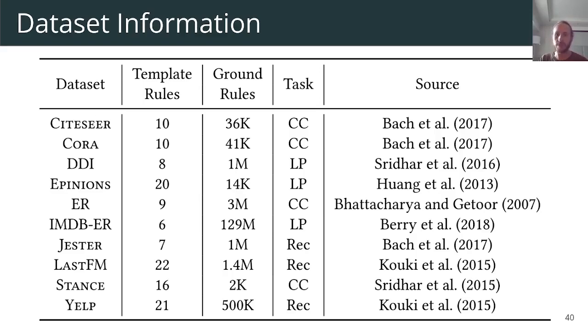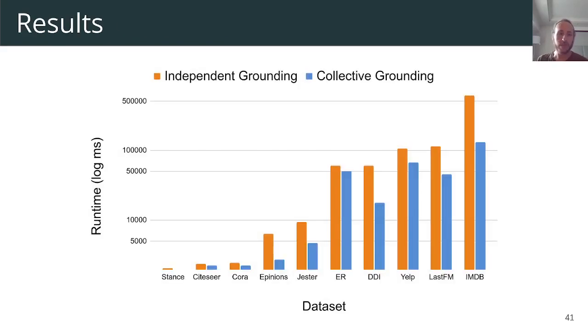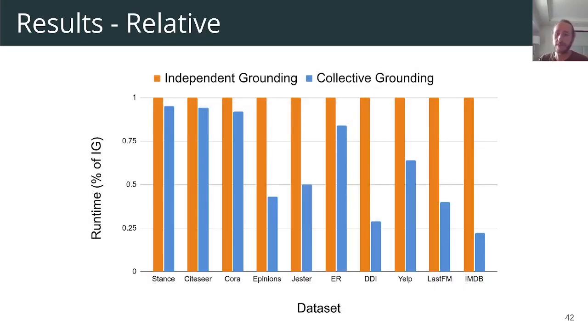And here we see some of the results. We see independent grounding in orange, and collective grounding in blue. The results are roughly sorted by size of the program, small on the left, large on the right. Because this is in log scale, it may be easier to see in a relative setting. So now we see the results relative to independent grounding. There are a couple of really important things here. One, of course, across the board, collective grounding does better than independent grounding. So that's great, a perfect way to start.